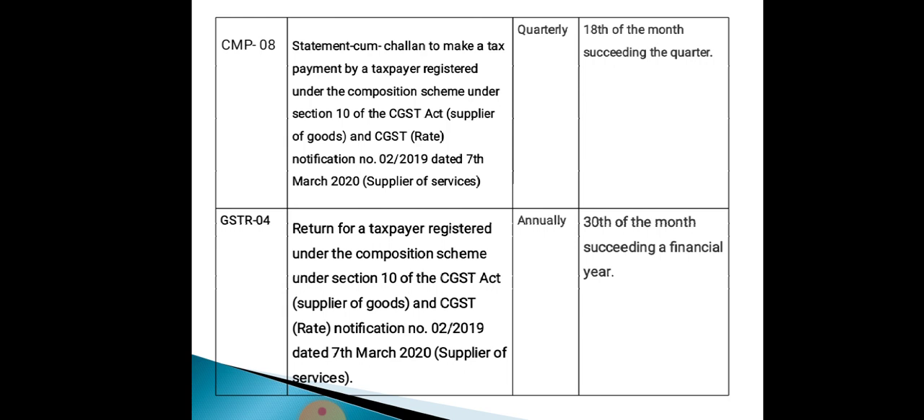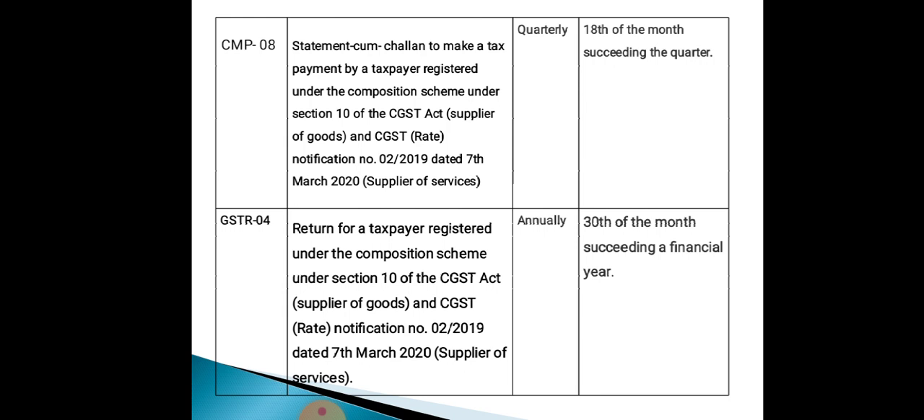Next, CMP 08. CMP is the form for a statement cum challan for making tax payment by a taxpayer registered under the composition scheme under section 10 of the CGST Act, supplier of goods, and CGST rate notification number 2/2019 dated 7th March 2020, supplier of services.